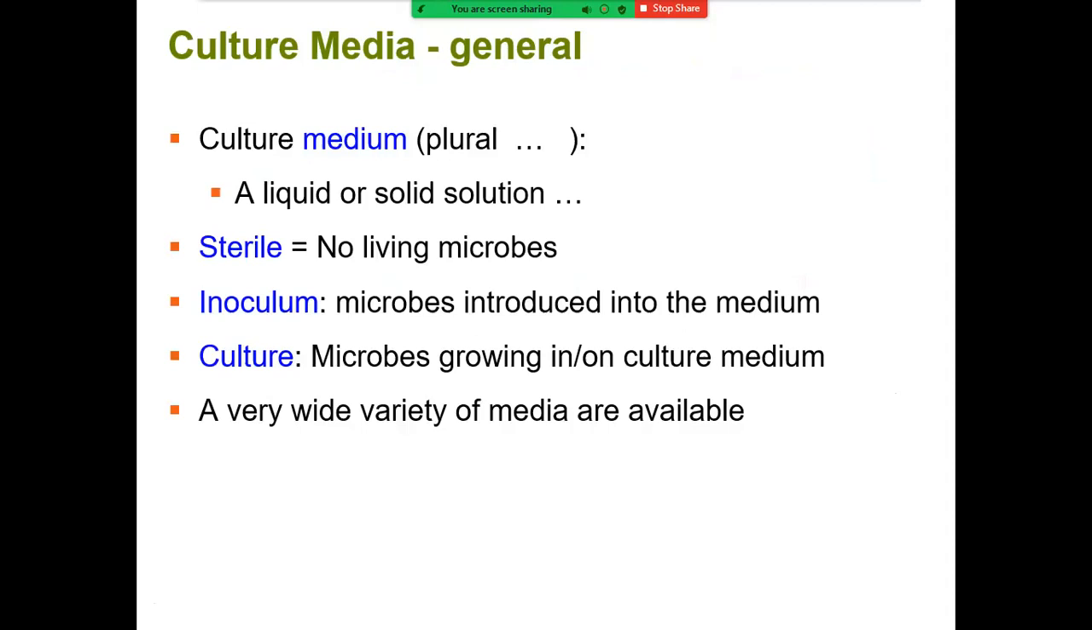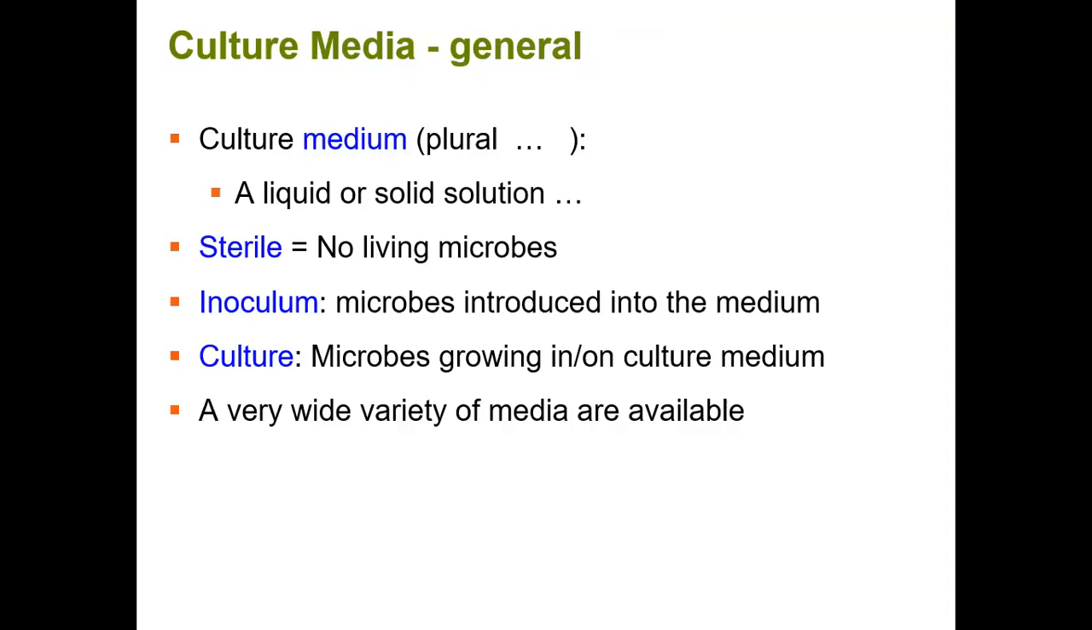If not, let's talk a little bit about culture media. I think I've talked a little bit about it already, but there's different types. When we're talking about one, it's singular, and we say culture medium. If we're talking about two different types of media, it's plural, and we call it media. So medium, we're talking about one type, and media is plural. We're talking about many different types of media, and so that's how you use the two words.